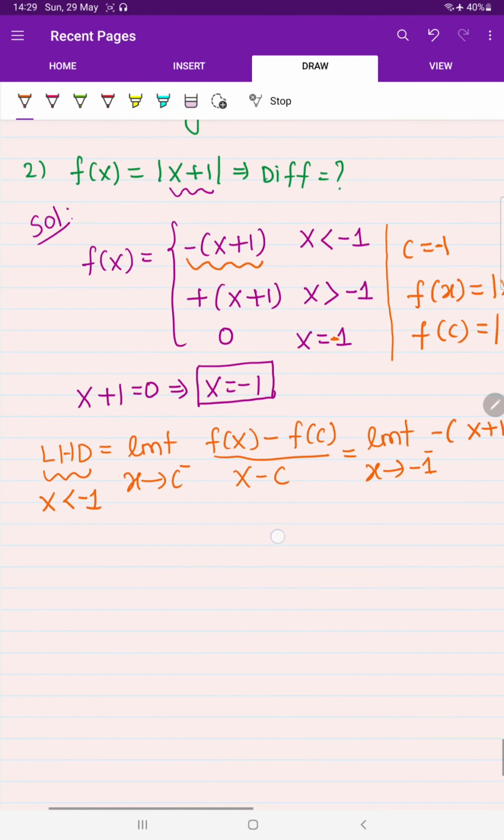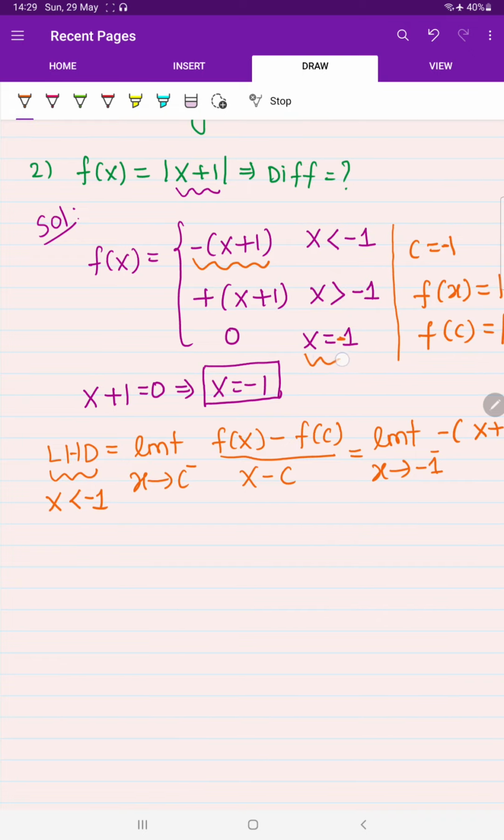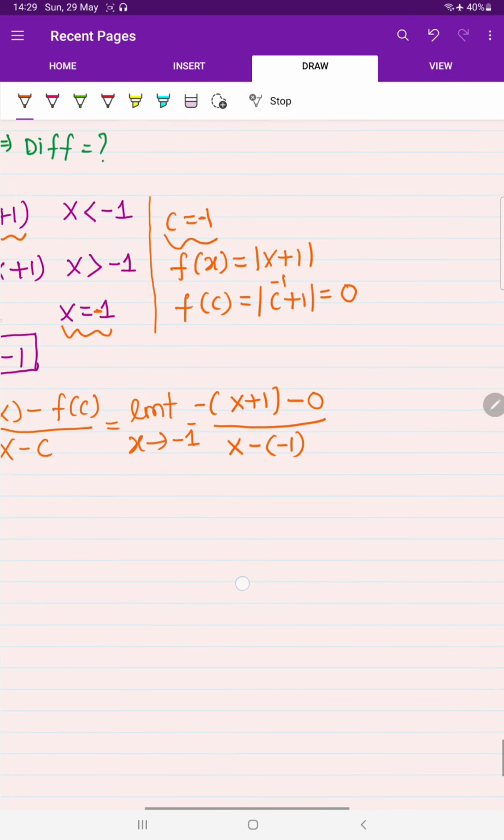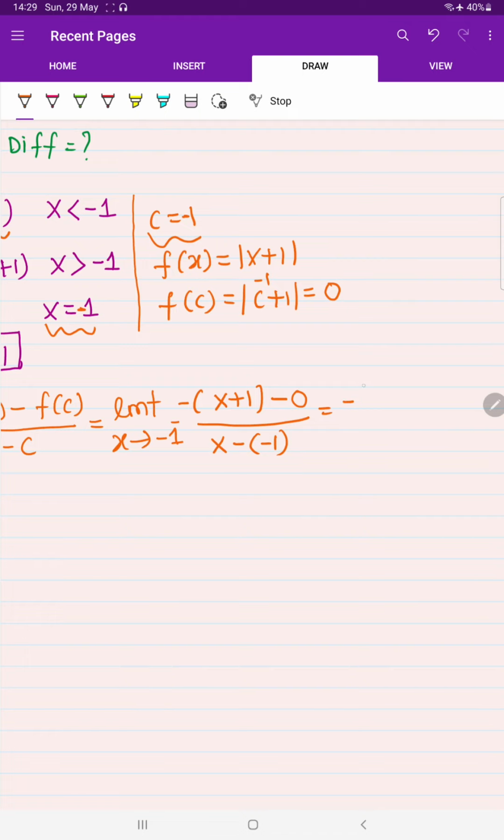I am repeating, f of c is nothing but the value of the function at the given specific point. Directly you can write. So the value of f of c is 0 upon x minus c. What is the value of c? Just now I have defined, the value of c is minus 1, the specific point. So from here we can proceed further. What we are getting is minus of, in the numerator x plus 1, in the denominator x minus of minus 1, that will also become x plus 1. x plus 1 will cancel out. Finally we are getting minus 1.